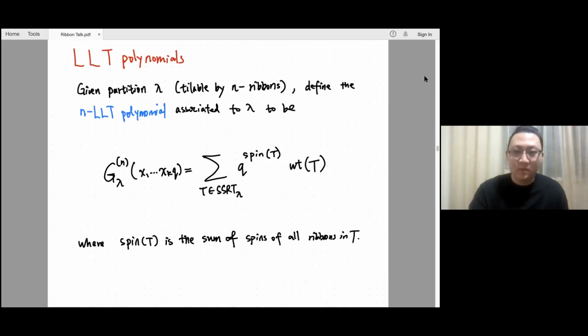Okay. So now we can define the LLT polynomials, which is almost the same way as we define the Schur polynomials, but we have to put another term in there, which is q to the power of the spin of the tableau. So the spin of a ribbon tableau is just the sum of the spins of all ribbons in this tableau.